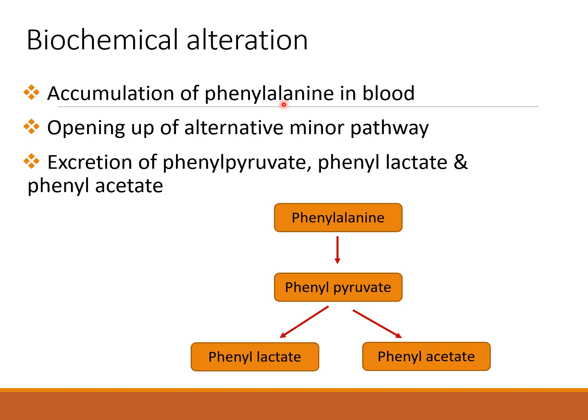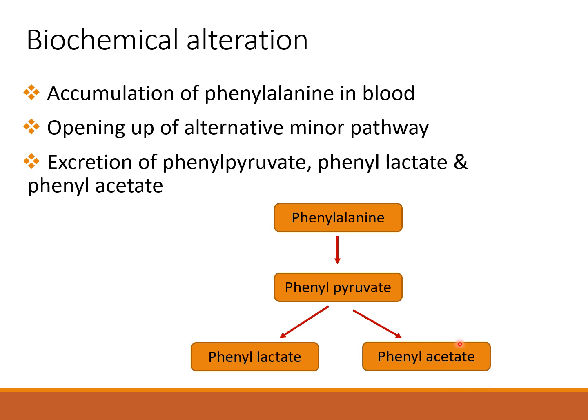So this accumulation opens up a minor and alternative pathway where phenylalanine gets converted to phenylpyruvate, phenyllactate and phenylacetate. In the first step, phenylalanine is transaminated to phenylpyruvate. Here again the acceptor is alpha ketoglutarate and it forms glutamate. So next the phenylpyruvate is reduced to phenyllactate, and also phenylpyruvate can be decarboxylated to phenylacetate.